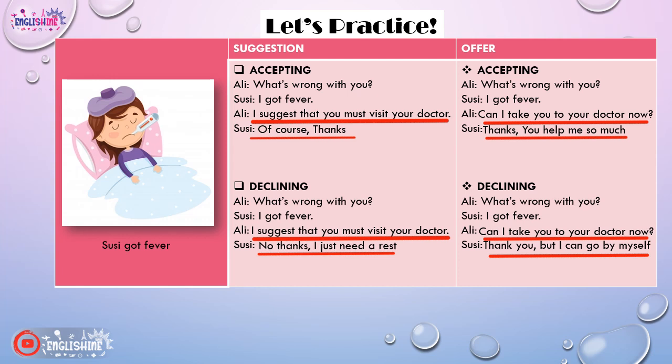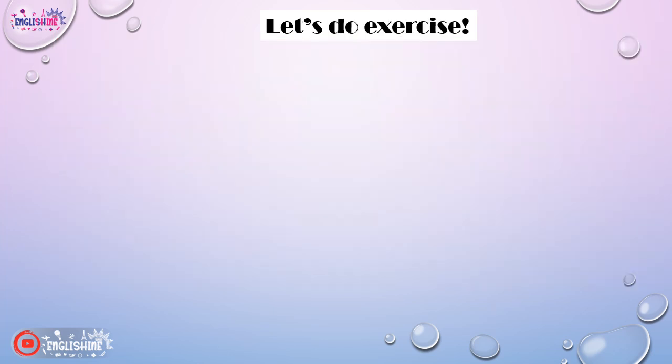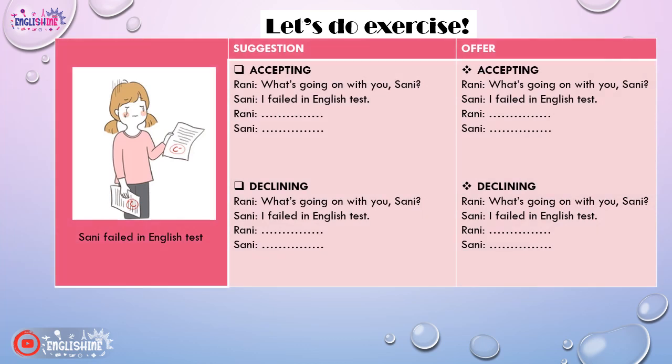Okay, smart people, I think you have already mastered how to make an expression of suggestion and offer. Let's do the exercise. The exercise is just like what we have just practiced together. There are accepting and declining suggestion and offer. Here is the exercise. Please read and understand the context. The main characters are Rani and Sunny. Sunny failed an English test. Just make your own suggestion and offer properly.